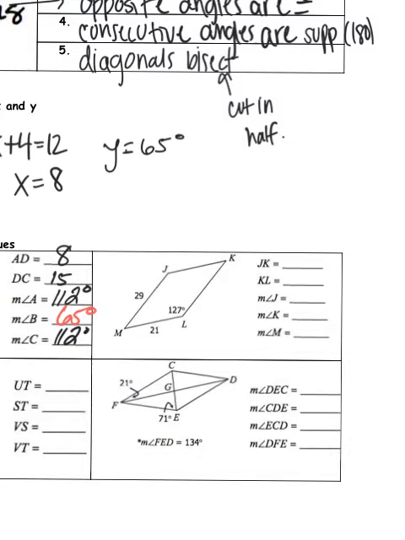Next, JK is congruent to ML, so it's 21. KL is going to be congruent to JM, so that's 29. Angle J is going to be congruent to angle L, so 127. Angle K is supplementary to angle L, so I do 180 minus 127, and that gives me 53. And angle M is also 53.